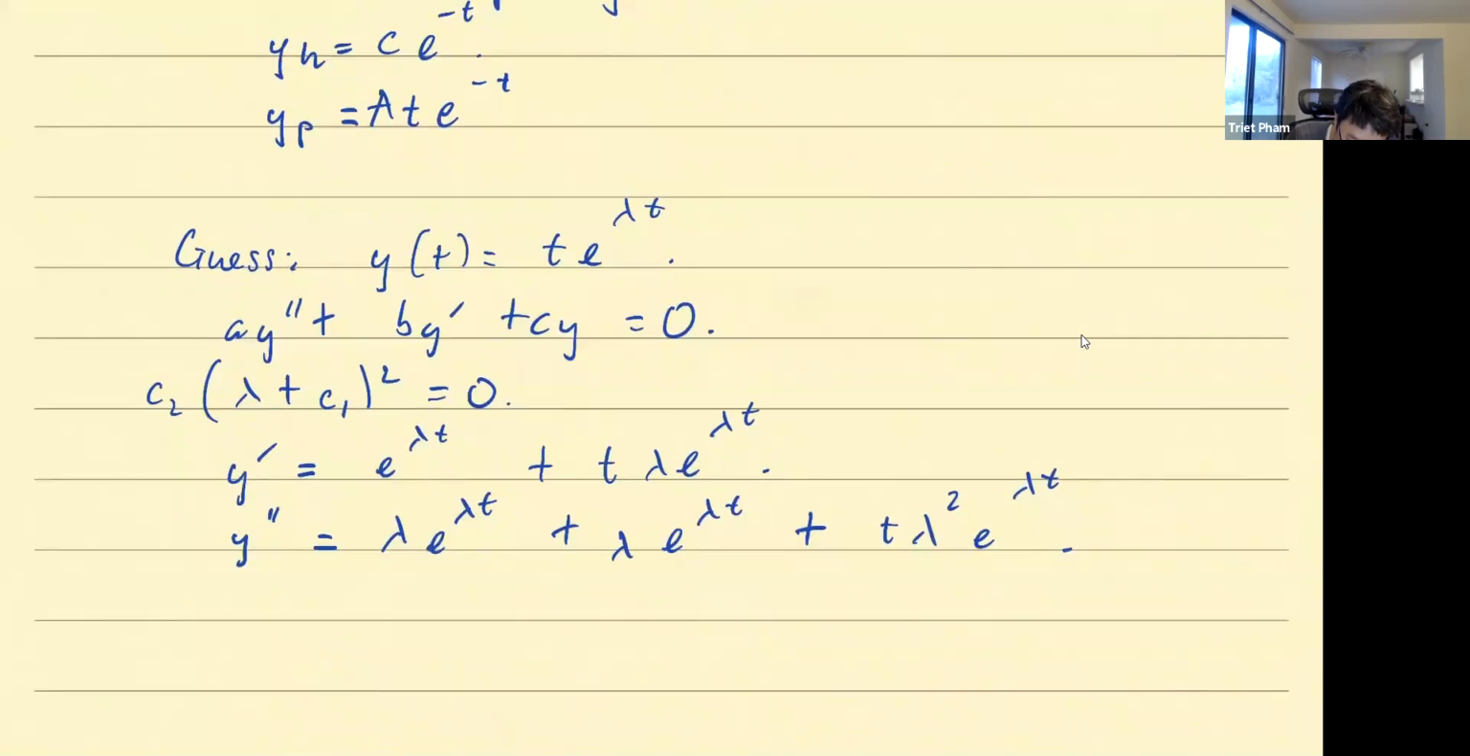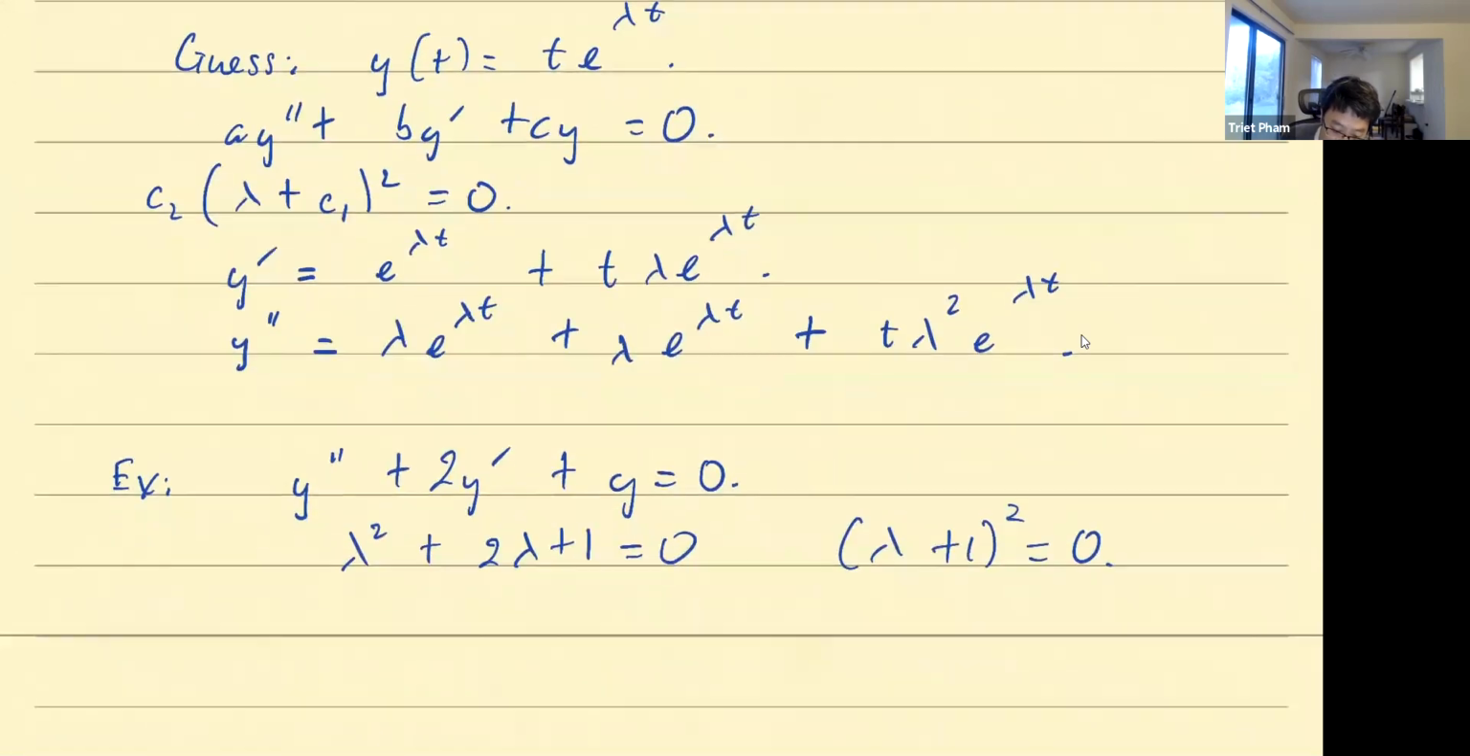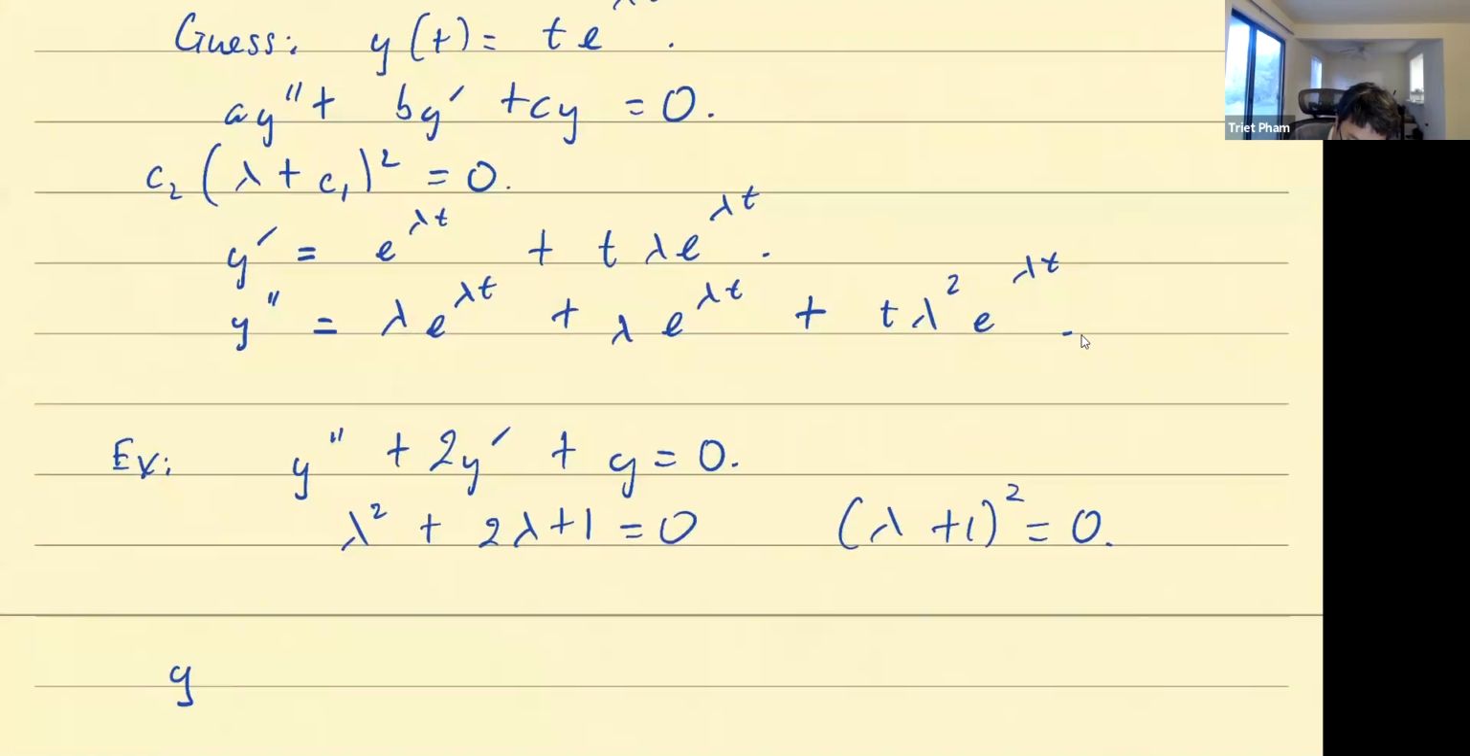So in the example, we got y double prime plus 2y prime plus y is equal to 0. The characteristic equation is lambda squared plus 2 lambda plus 1 is equal to 0, which is the same as lambda plus 1 squared is equal to 0. Now, if I want to analyze the equation, the solution y(t) is equal to t e to the minus t.